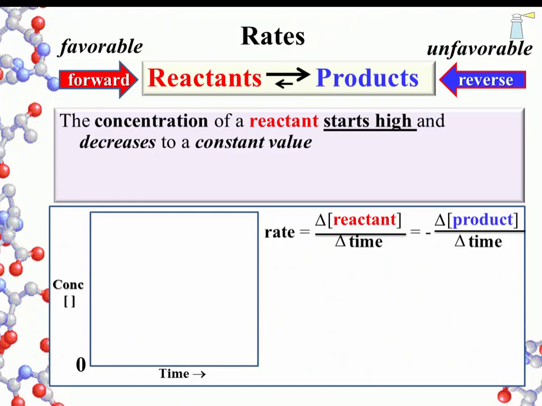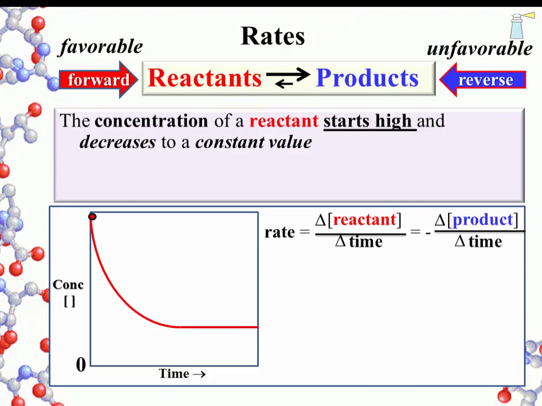Here's a set of axes, time on the x-axis, and the concentration of the species of interest on the y-axis. As stated, the concentration of a reactant at the beginning of this reaction is at a maximum. But as the reaction proceeds, the concentration decreases as the reactant is consumed in the reaction. It reaches a point, however, where the amount of reactant consumed in the forward reaction is matched by the amount of reactant produced in the reverse direction.